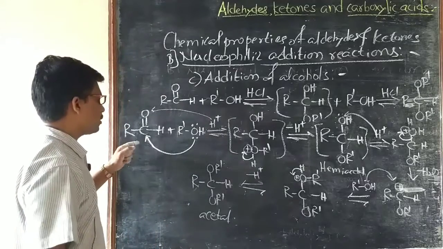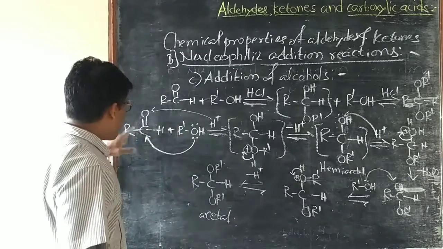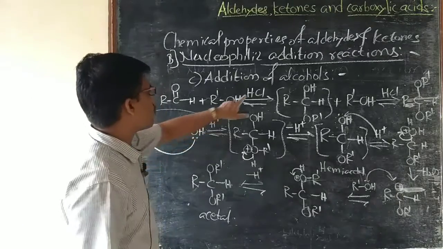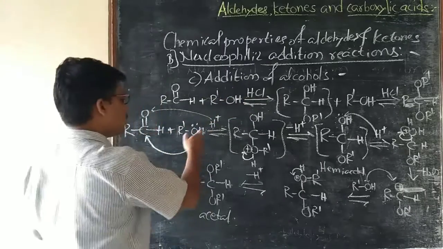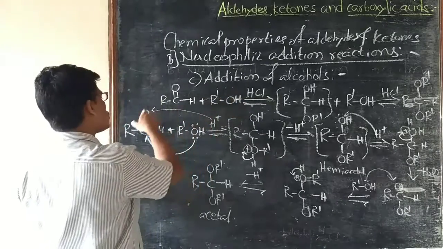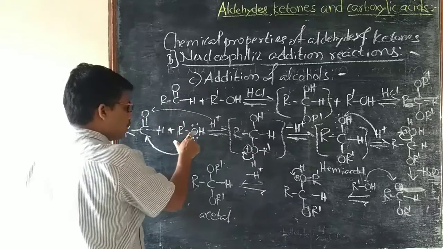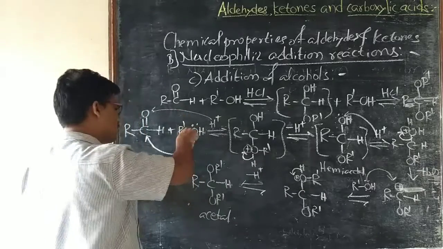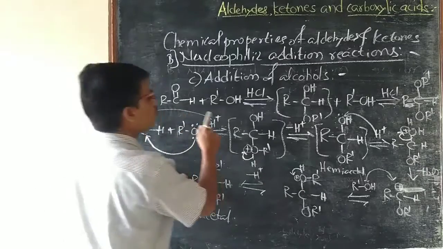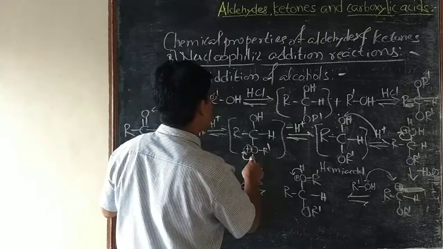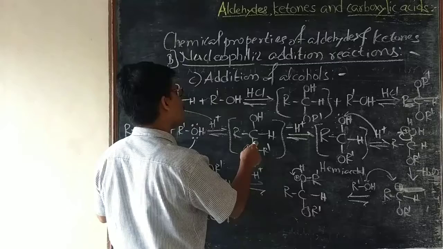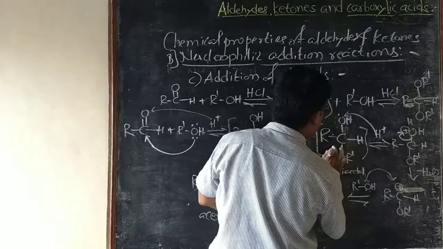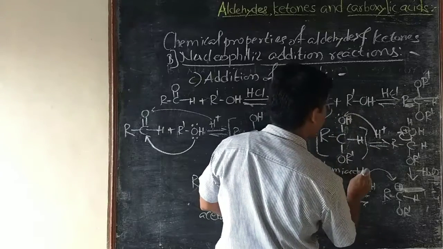Once again I repeat, when aldehyde reacts with anhydrous monohydric alcohol in presence of dry hydrogen chloride, this H plus from hydrogen chloride goes to this oxygen, and this alcohol, it acts as a nucleophile with its lone pairs of electron. It attacks on this carbonyl carbon to form this adduct. Then this hydrogen gives its electrons to oxygen and it releases as H plus. Then this adduct is formed and it is called as hemiacetal.